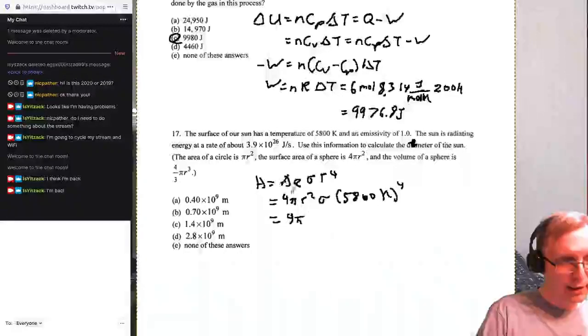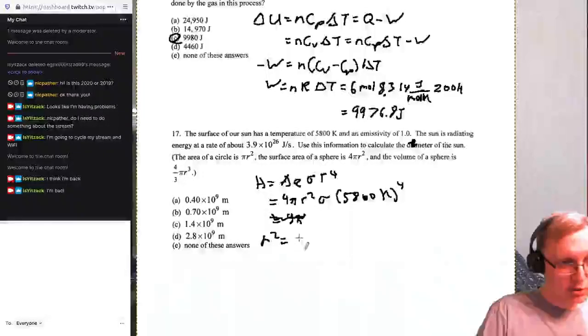4 pi diameter. Oh, for love of Pete, really, diameter? Good gravy, watch out for that. 3.9 times 10 to the 26 joules is over... No, let's not punch in numbers too early. We need the radius.